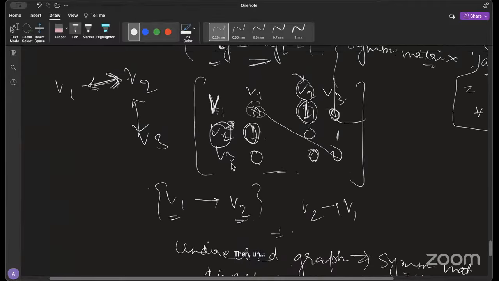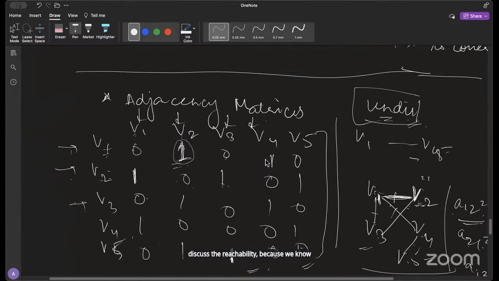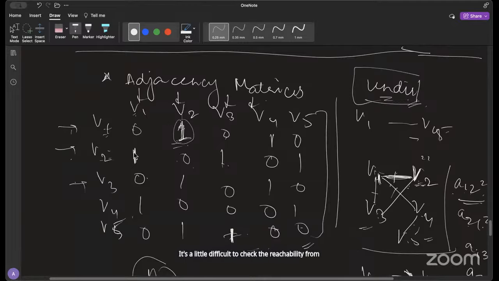Let's discuss reachability, because we know it's a little difficult to check from here. Let's say you have to check if V5 is reachable from V3. You first go to V3 and check if there's a direct edge between V3 and V5. There's no direct edge from V3 to V5, because we have a 0 here. Then you go to V3 and check where there is a 1. So there is 1 here. There's no point going to the 0, right?